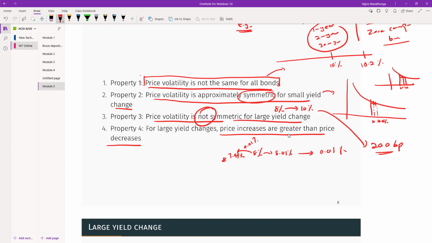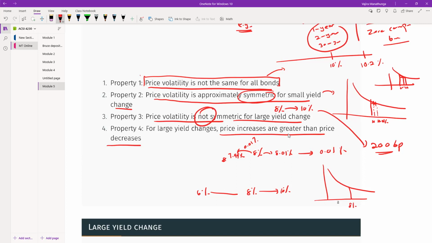So that means basically when you go from 8 to 10, the price decrease was smaller compared to when it goes from 8 to 6, the price increase. So that is something the investment managers need to be aware of, because you can see that your portfolio value can decrease at a higher rate when the rate decreases. It's not at the same rate.